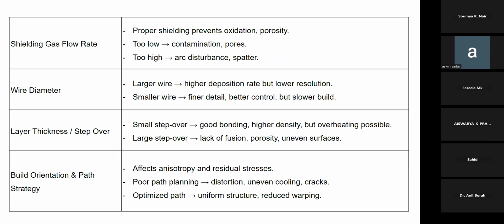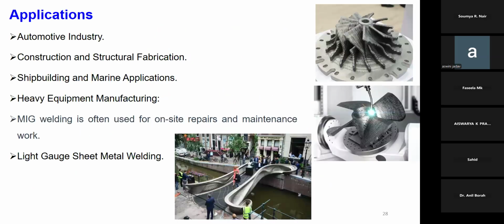And you have to maintain the shielding gas flow rate properly. You have to wisely select the wire diameter. In the market, 0.8 mm, 1 mm, and 1.2 mm wires are commonly available. Using only those wires, you can print components. And layer thickness: you can have a small step over or a large step over. The problem with a large step over is a very uneven surface. With a small step over, you have a less uneven surface. And build orientation is also very important for printing the component.